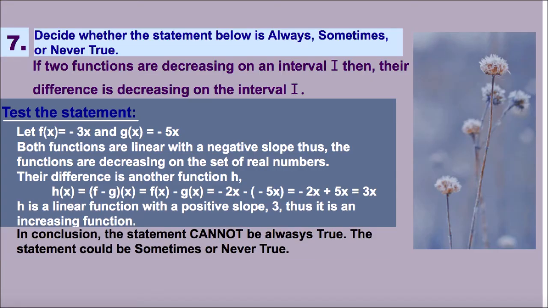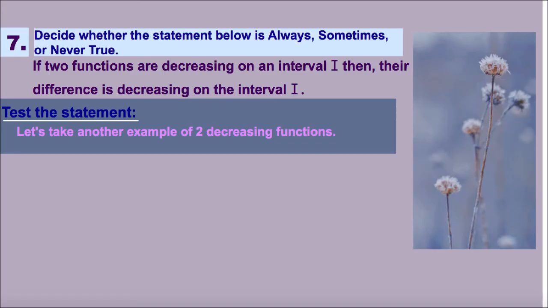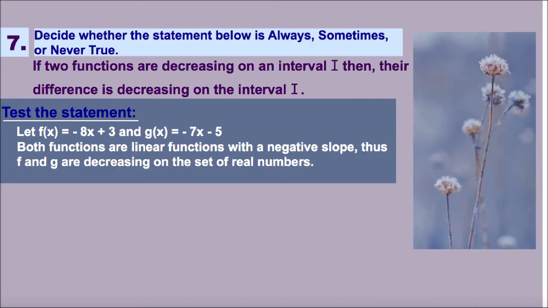In conclusion, the statement cannot be always true. The statement could be sometimes or never true. Let's take another example of two decreasing functions. Let f of x equals negative 8x plus 3 and g of x equals negative 7x minus 5. Both functions are linear functions with a negative slope, thus f and g are decreasing on the set of real numbers.